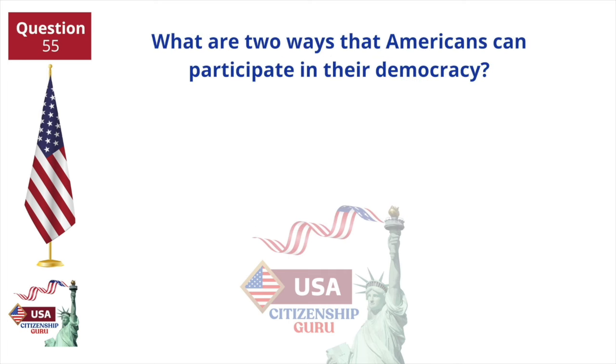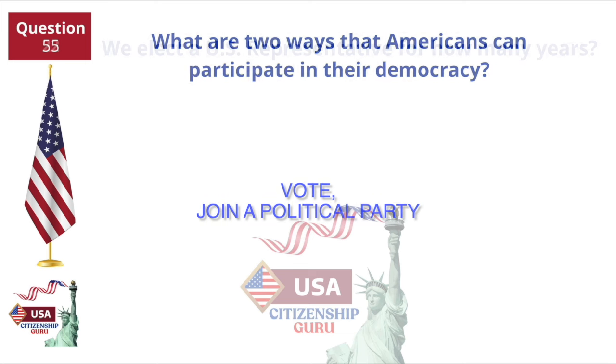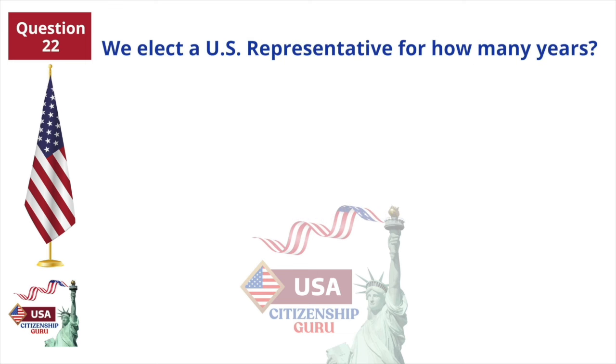What are two ways that Americans can participate in their democracy? Vote. Join a political party. We elect a U.S. representative for how many years? 2.